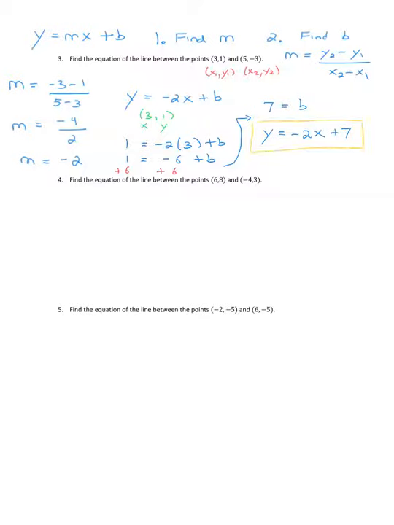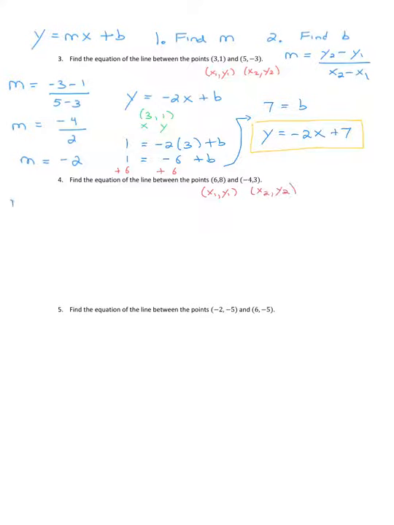Let's try that again in question 4. My 2 points are (6, 8) and (negative 4, 3). Try to be a little bit more efficient about it this time, but I'll call this x1, y1. I'll call this other one x2, y2. It doesn't matter if you reverse the order.